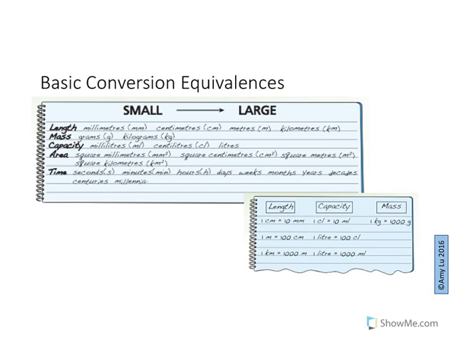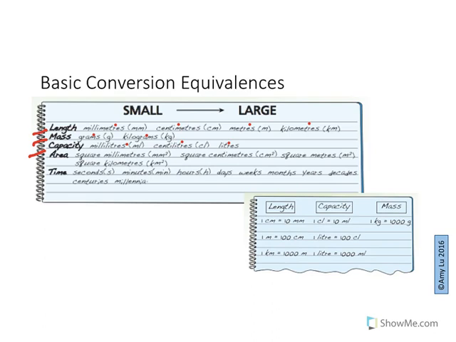To measure length, we use meters of some form. So millimeters, centimeters, meters, and kilometers. That's to measure how long something is or how tall something is. To measure weight, how heavy something weighs, we use grams and kilograms. To measure the amount of space, amount of air, or amount of liquid inside of something, we use milliliters, centiliters, and liters.